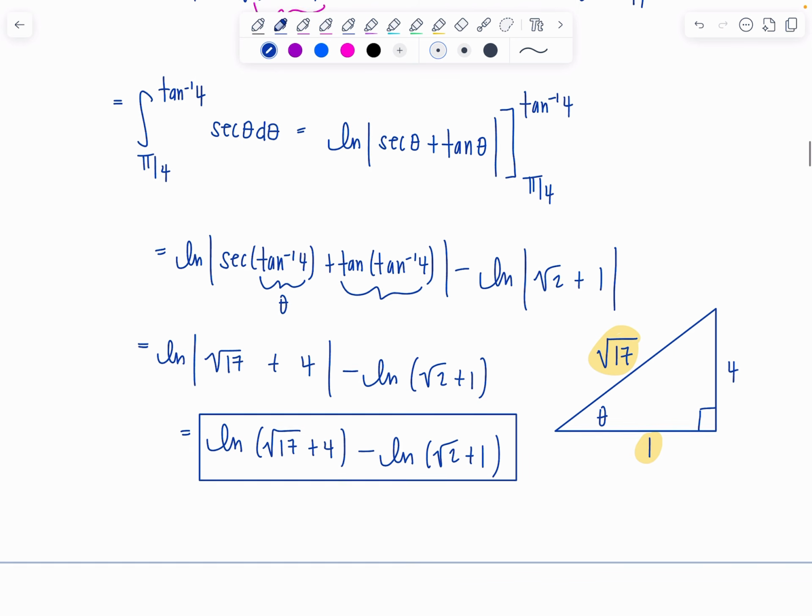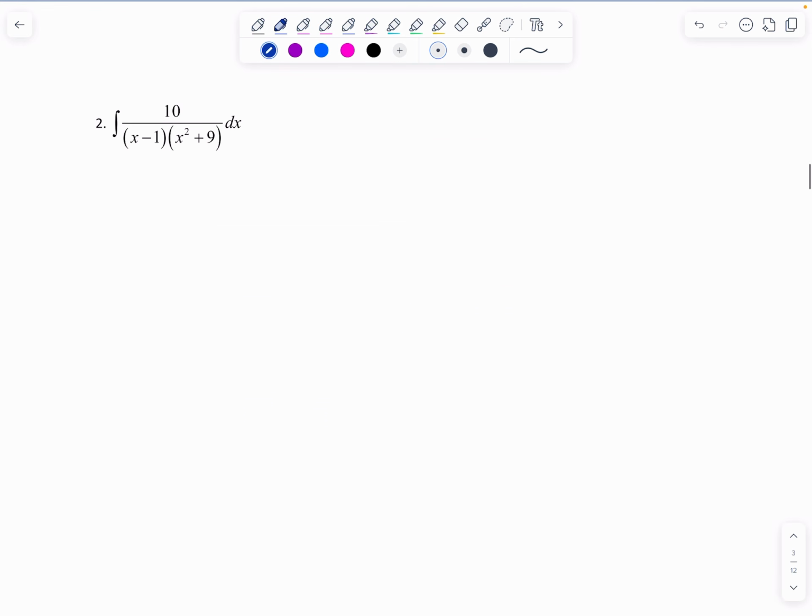Okay, moving on. Next question. This was classic partial fraction decomposition. So I already gave the denominator factored. That way they didn't waste too much time. I just want to see, can they do partial fractions? So we'll have A over x minus 1, that's a linear factor, and then you need Bx plus C, since x squared plus 9 is an irreducible quadratic.